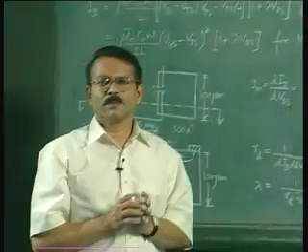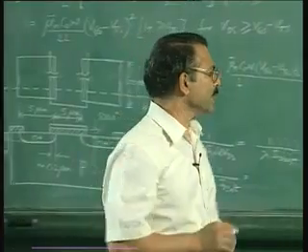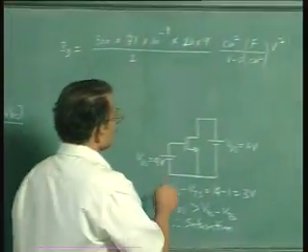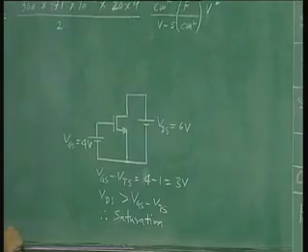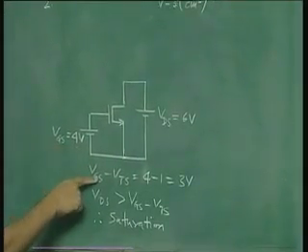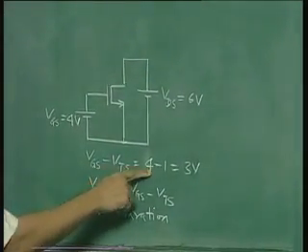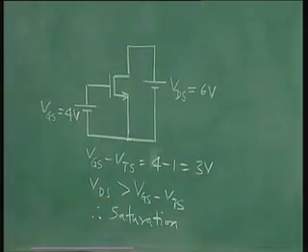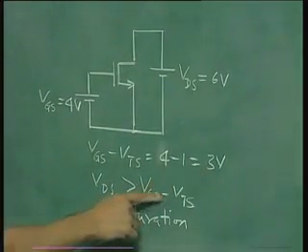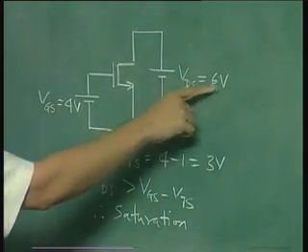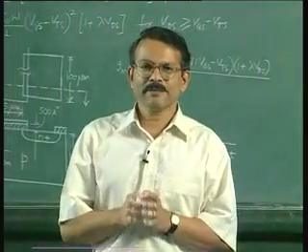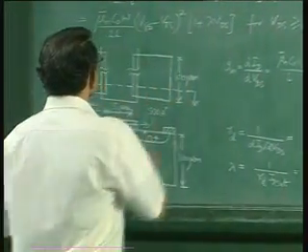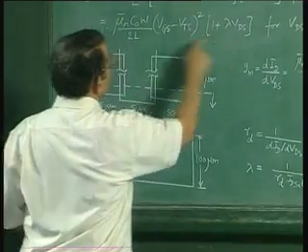For this purpose, let us look at the bias conditions. This is the circuit. Since Vbs is equal to 0, we are using a 3-terminal MOSFET. Now Vgs minus Vt is 4 minus 1, that is 3 volts. So this 3 volts is less than Vds, which is 6 volts. So therefore the device is in saturation. So since the device is in saturation, we must use this equation here for the current.